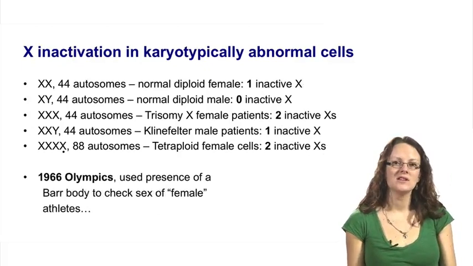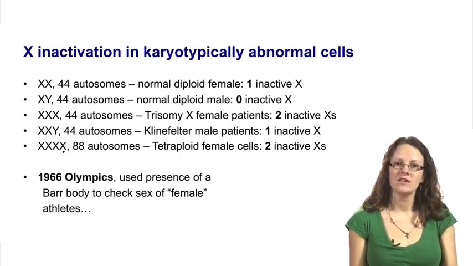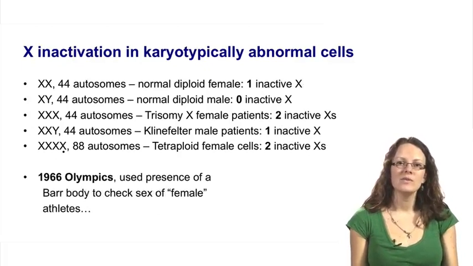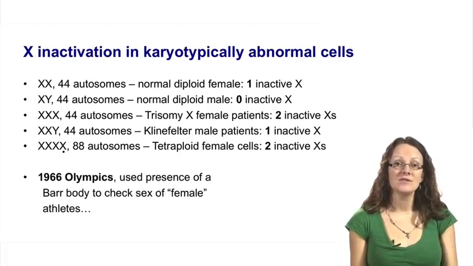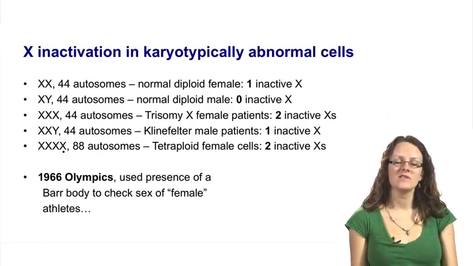What's quite interesting is that Mary Lyon made her hypothesis in 1961, but relatively quickly, within 5 years, there'd already been a change, at least in terms of how you would test for sex within the Olympics. So in the 1966 Olympics, they actually used some tests to look at whether or not athletes had a Barr body to be able to determine whether or not they were truly female.